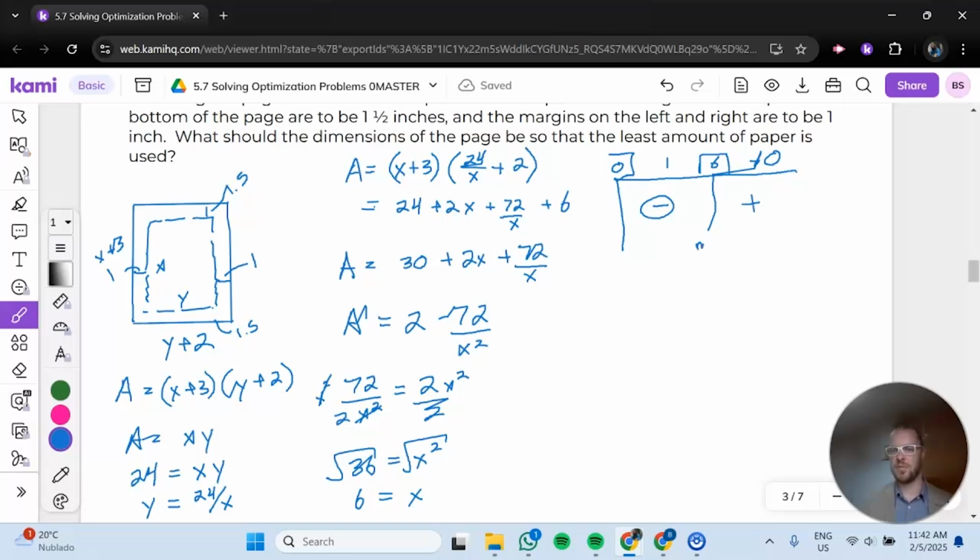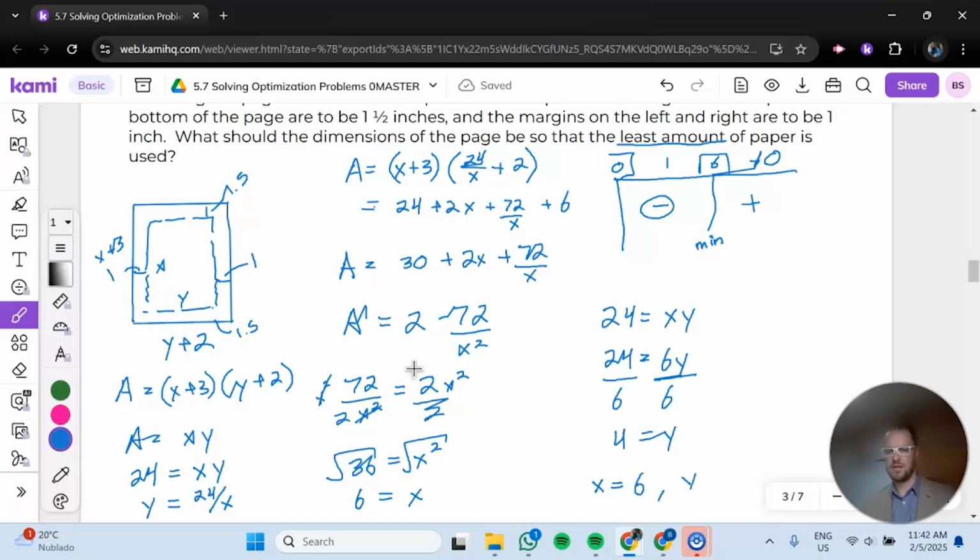And of course, we get that minimum that we were looking for, right? That least amount of paper that's used. So that will tell us, correct? However, the question did say to find the dimensions, which means I also need to find y. So I'm going to go back to my 24 equals xy. I'm going to plug in my x of 6 and get that 24 is equal to 6y, and then simply divide both sides by 6. That's going to give me that y is equal to 4. So my dimensions are going to be x equals 6 and y equals 4.